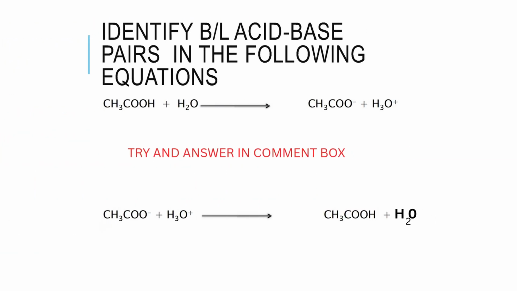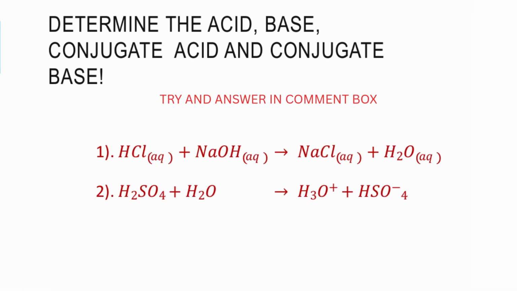For the first reaction, CH3COOH plus H2O yields CH3COO- plus H3O+. See if you can spot the two conjugate acid-base pairs. And for a quick review, determine the acid, base, conjugate acid and conjugate base in these two reactions. First, HCl aqueous plus NaOH aqueous yields NaCl aqueous plus H2O. And second, H2SO4 plus H2O yields H3O+ and HSO4-.